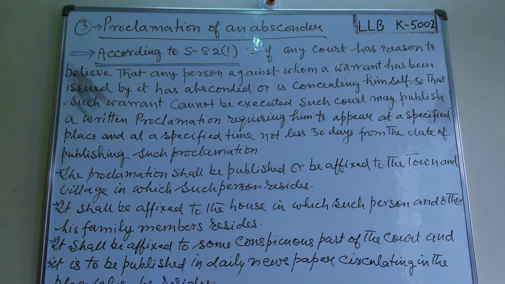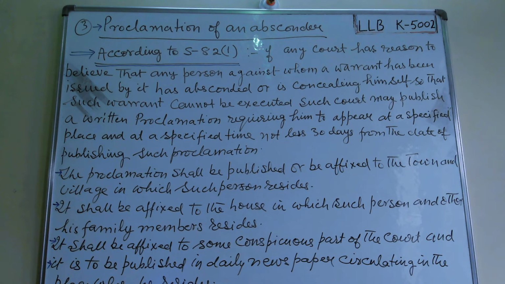Second, it shall be affixed to the house in which such person and his family members reside. Third, it shall be affixed to some conspicuous part of the court, and it is to be published in a daily newspaper circulating in the place where he resides or in the area where he is living. My dear friends, these are the conditions of proclamation.